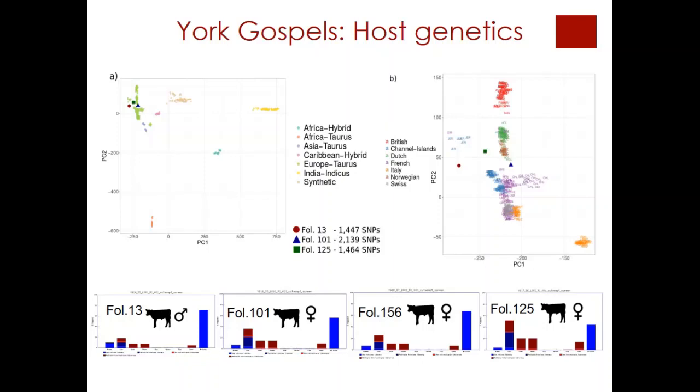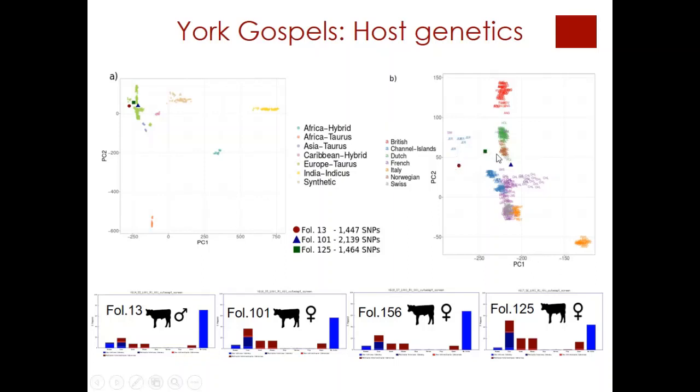So the first thing you can see here, these are called PCA plots. And here what we're looking at are modern cattle distributions globally. And what you can see is that our samples from the York Gospels cluster in this area, which corresponds to European cattle, as we would expect. If we then look at this in a bit more detail, we start to pull out the European breeds, we can see that, again, our samples seem to cluster a bit towards northern European animals, but don't fit perfectly.